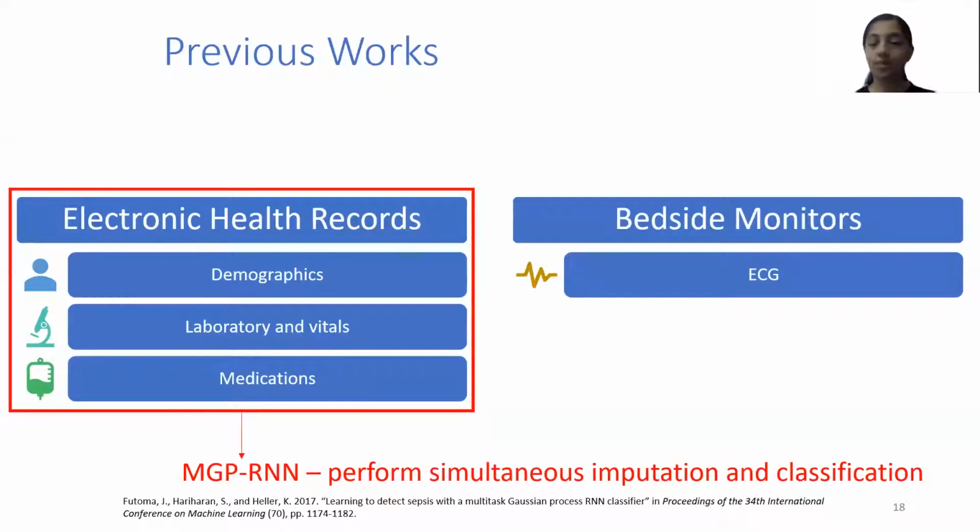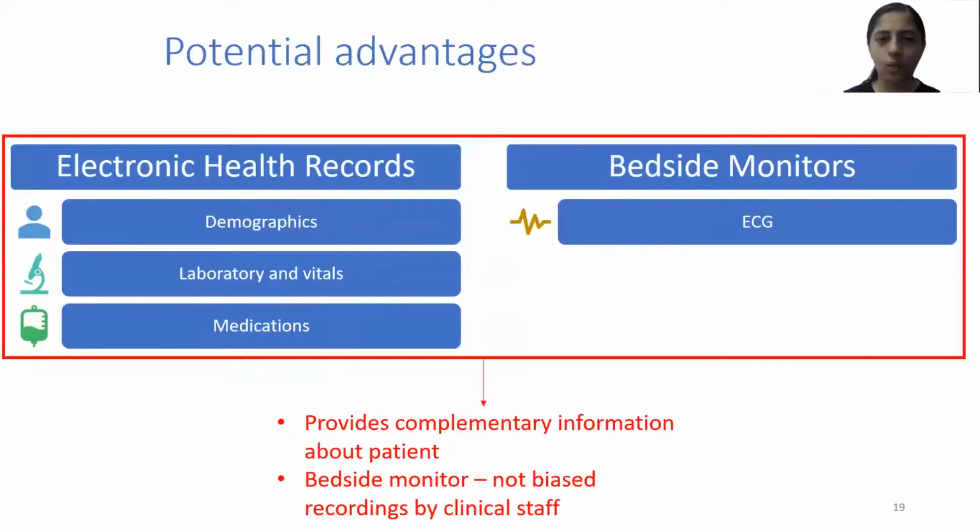Another model, that is the MGP-RNN, which is the multitask Gaussian process RNN, handles the informativeness of the missing data as well, doing the task of classification by using a multitask Gaussian process to perform the missing value imputations, and jointly performs the classification by using the RNN. It uses data sources from the electronic health record again. We hypothesize that using data from the bedside monitors, such as the ECG, along with this electronic health record, has some potential advantages.